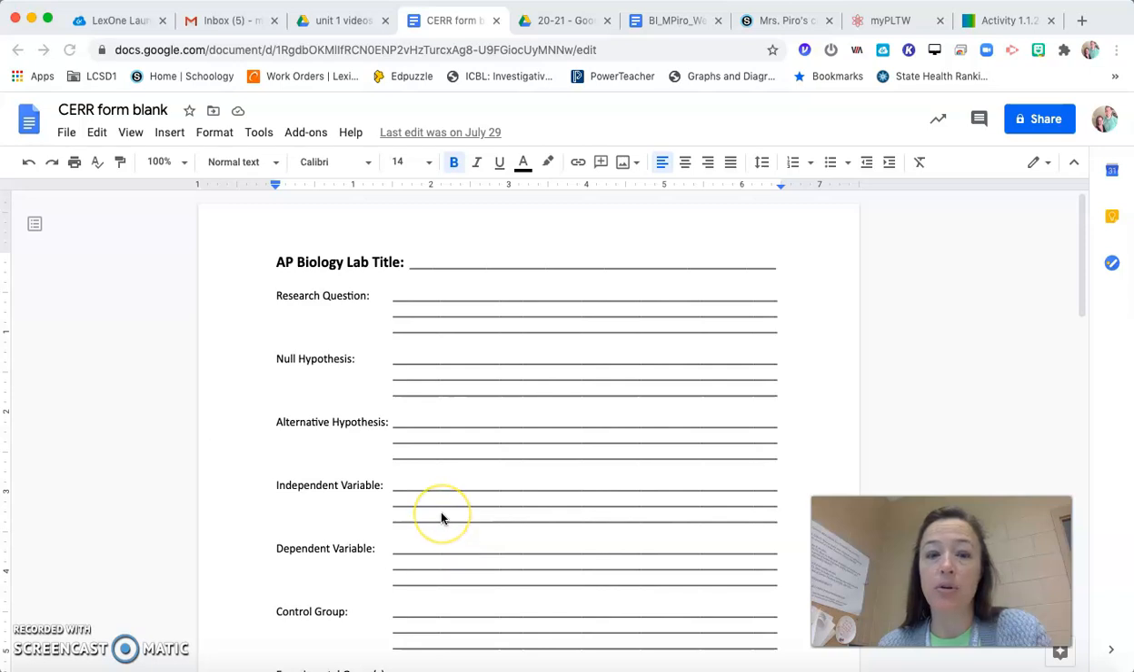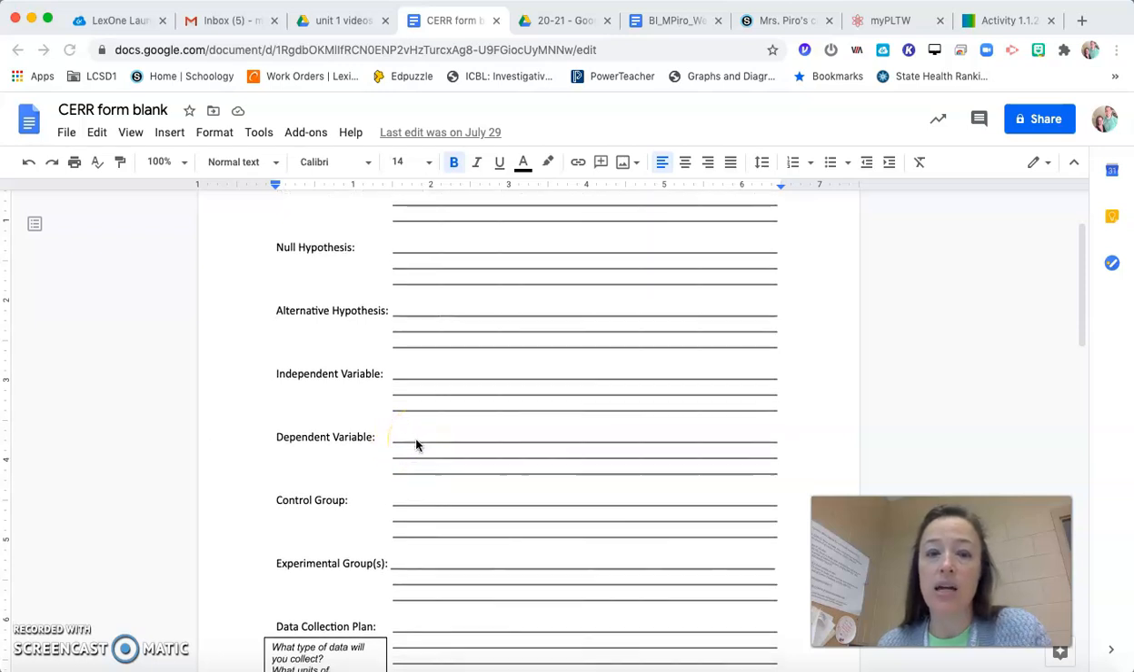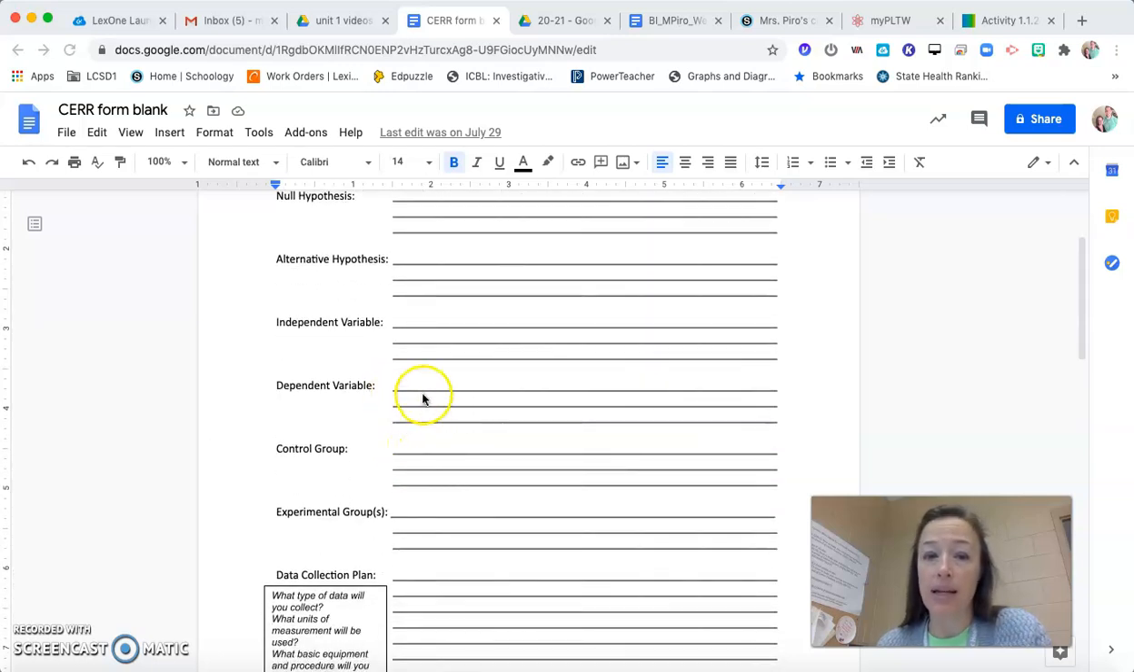Your independent variable is what you are changing as the scientist. That would be if you're looking at different colors that you're shining on a plant to see if color affects growth. That would be the colors, because that's what you as the scientist are choosing. Dependent variable is your data that you're collecting. So that would be, in that example, your plant growth.